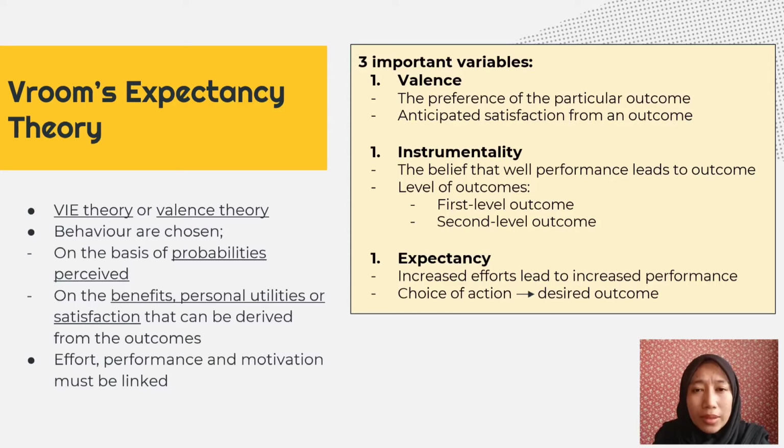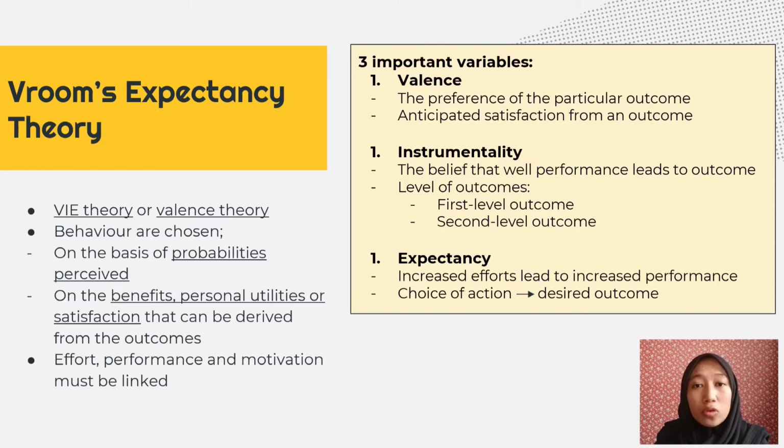Sometimes a person might want something but then get only little satisfaction from it, or might want to avoid it, but after getting it, it provides satisfaction. That is why valence is known as the anticipated satisfaction from the outcome, not the actual satisfaction.